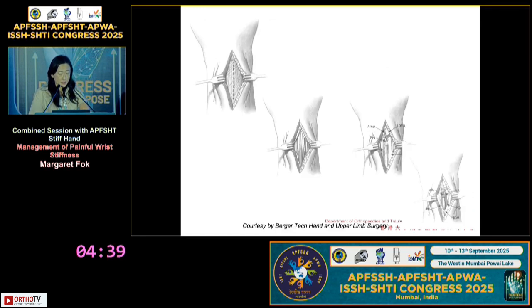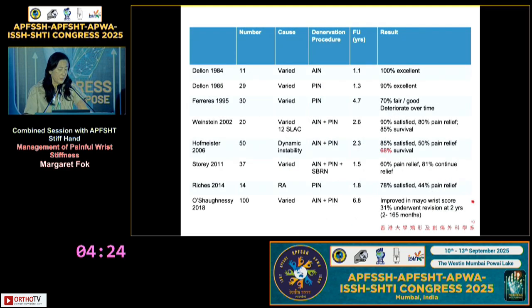So this is Berger's technique, in which you open a small incision at the dorsal side. You find the PIN, and then you open a small incision at the interosseous membrane and go right down, and then you can see the AIN, and then you ablate both of them. So what are the results? Well, if you just do a denervation procedure for AIN or PIN, or AIN plus PIN, most of these results, even though the follow-up is not as long, seem to have good results.